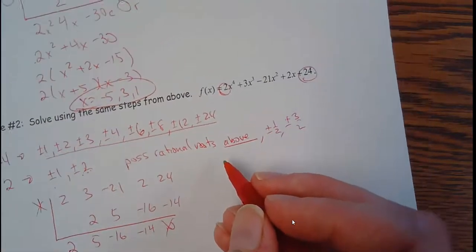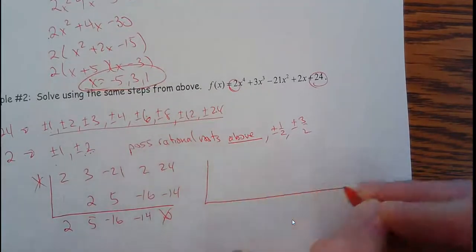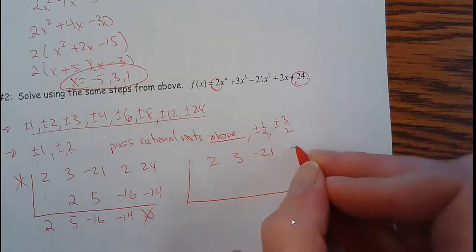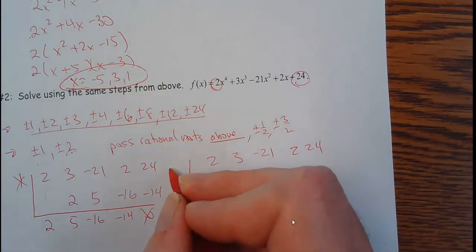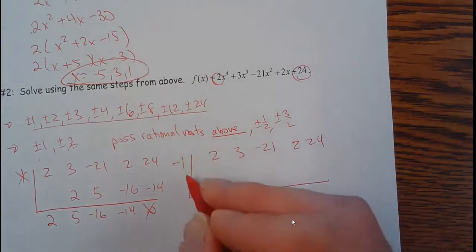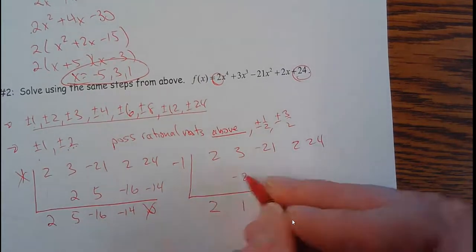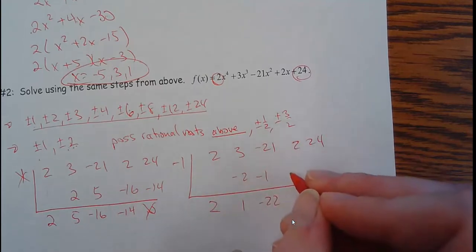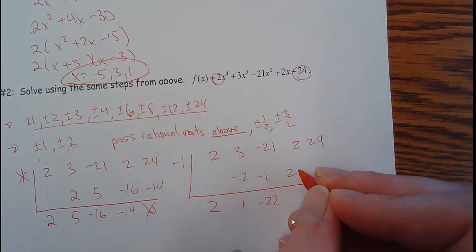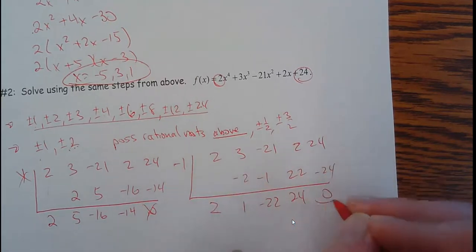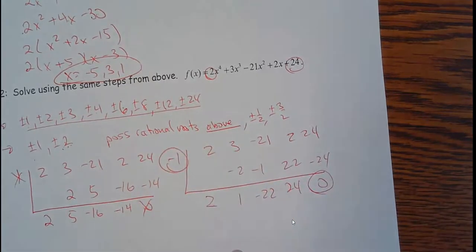So let's try one that I know works, to speed things up here. I'm going to just pick one that I know. So 2, 3, negative 21, 2, and 24. Let's try negative 1. Okay, so drop the 2 down, multiply, add straight down, multiply, add straight down, multiply. That would be 22, and then add straight down, 24, negative 24, 0. That's great. So that means that's one of my roots.